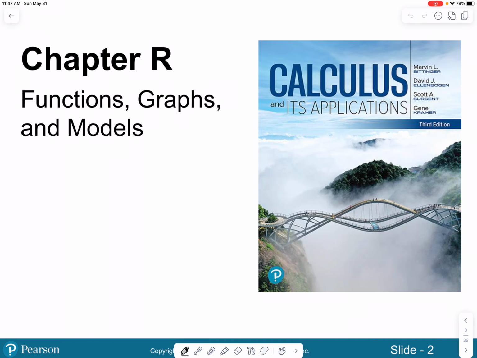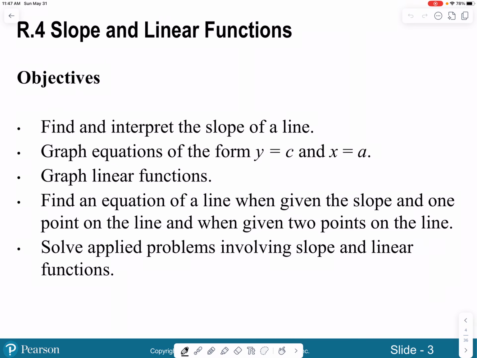We're going to be using Calculus and its Applications, the third edition by Bittinger, Ellenbogen, and Surgent, and Kramer. This presentation is from chapter R on functions, graphs, and models, starting with section R4, slope and linear functions. A few objectives: find and interpret the slope of a line, graph equations of the form y equals c and x equals a, graph linear functions, find an equation of a line when given the slope and 1 point on the line and when given 2 points on the line, and finally, solve applied problems involving slope and linear functions.